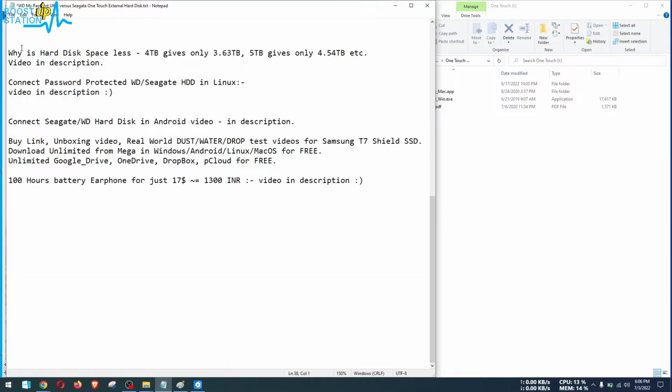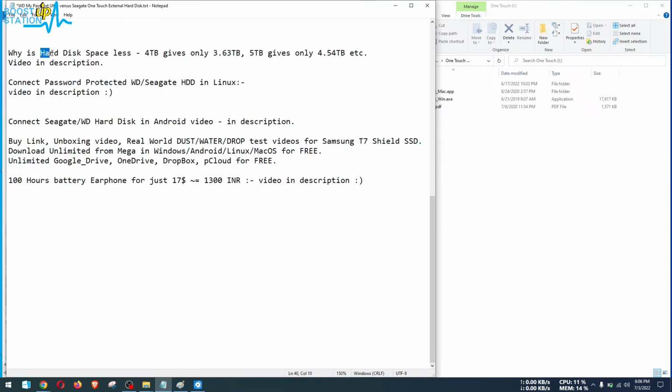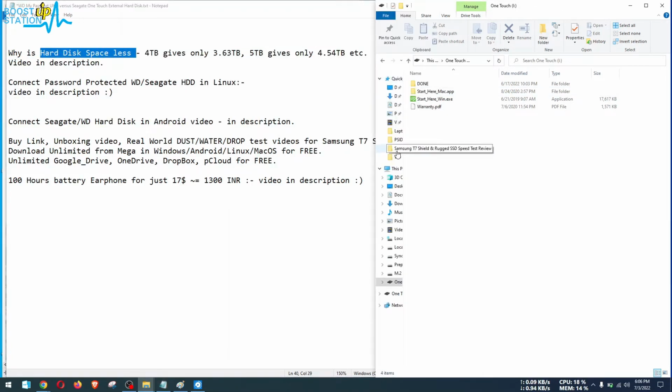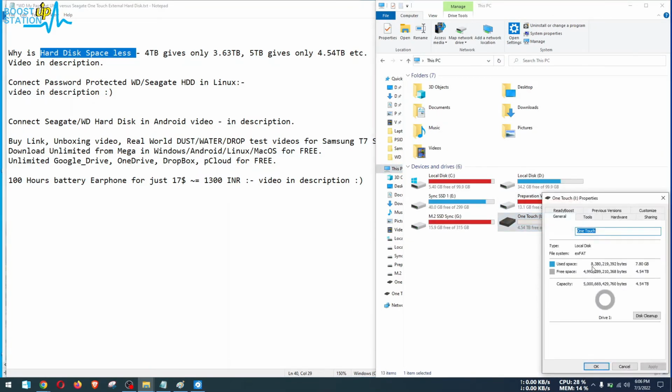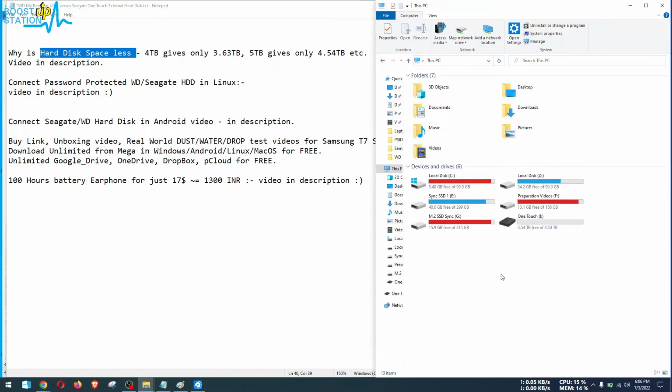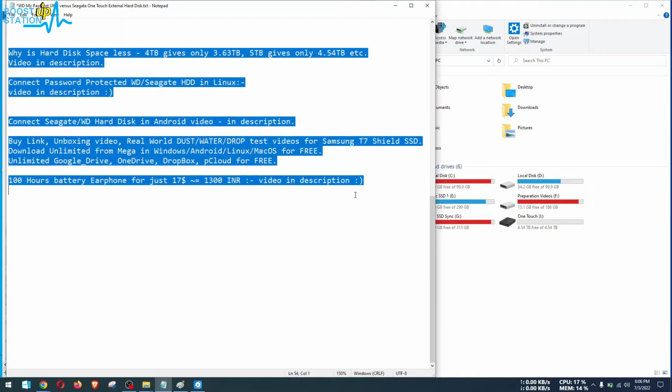And many more videos are waiting for you in the description, like why the hard disk space is less. If you go to This PC, you can see that the space is only 4.54 terabytes instead of 5 TB, right? The same is there for all of the hard disk sizes. Explanations of such concepts and many other important things are given in the description.